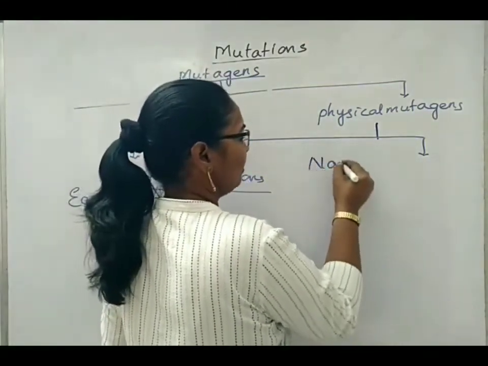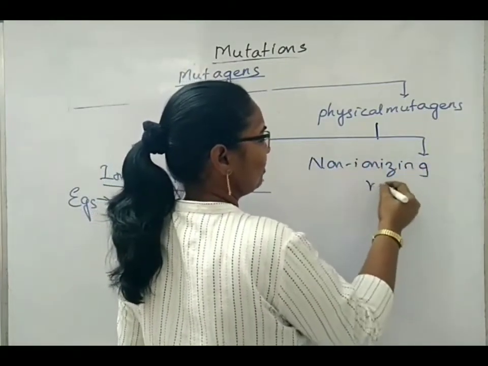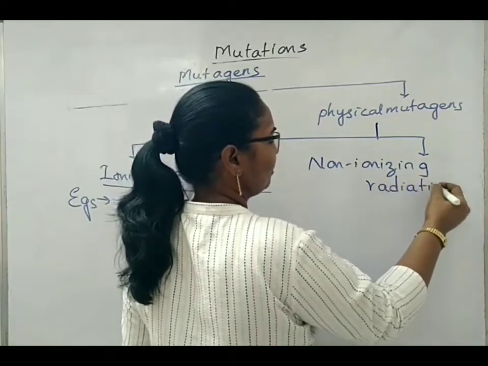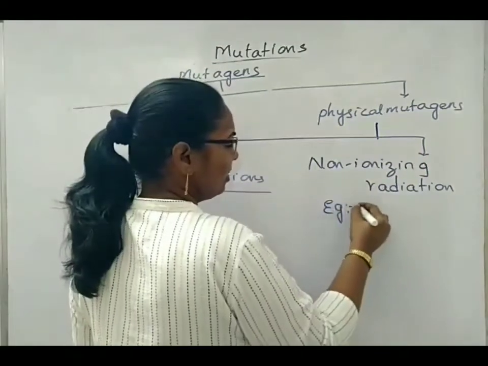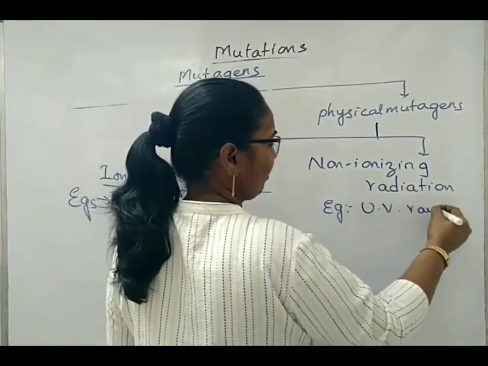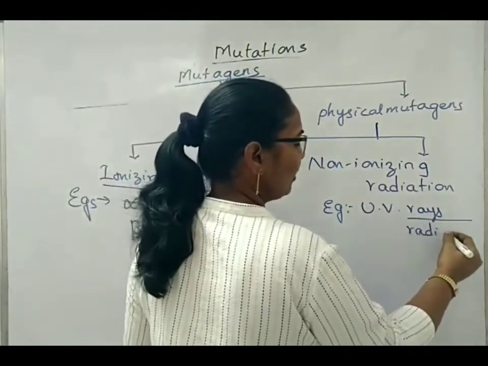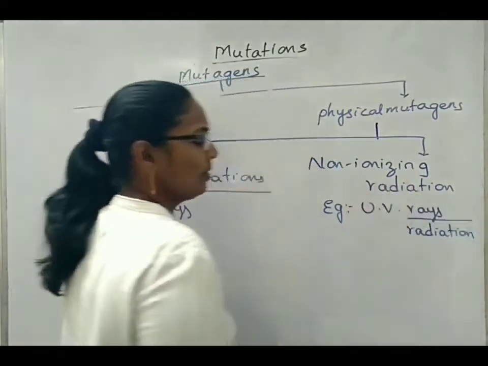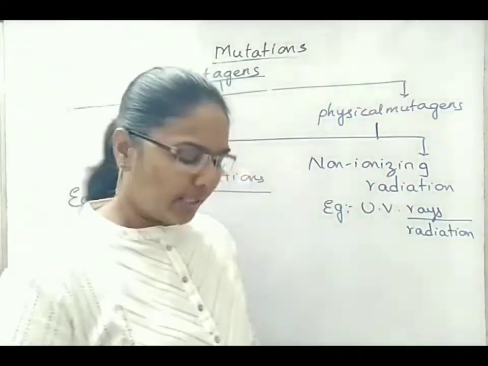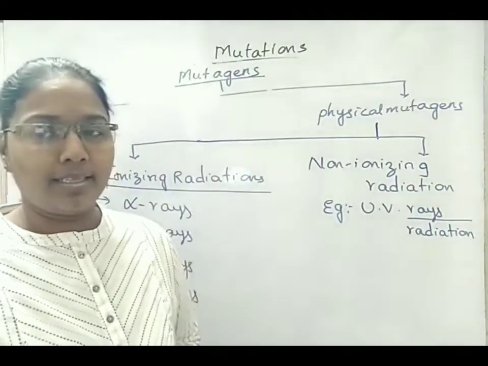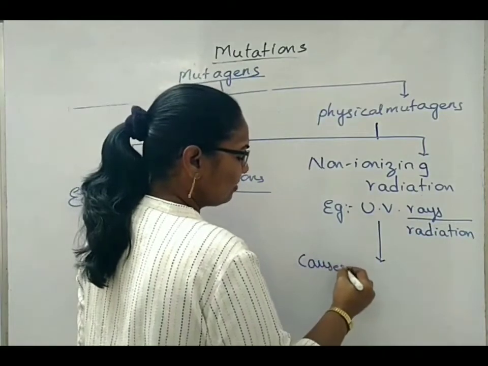Next, non-ionizing radiations. Here the examples are UV rays or UV radiations. Now, what is the main danger of these UV radiations or ultraviolet rays? These cause thymine dimers.